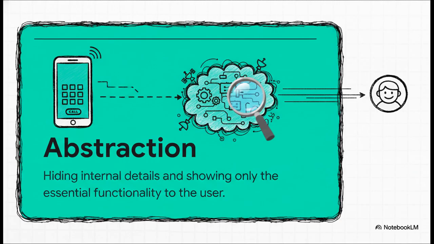When you make a phone call, you just dial a number and hit call, right? You don't need to know anything about the cellular signals or the network switches or all the fiber optic cables involved. Abstraction in code is the exact same idea. It hides all the messy internal complexity and just gives you a simple interface to work with.